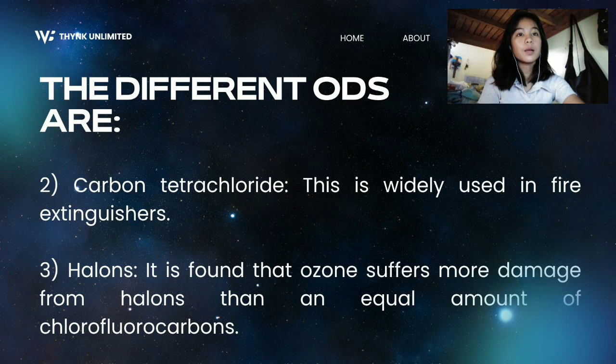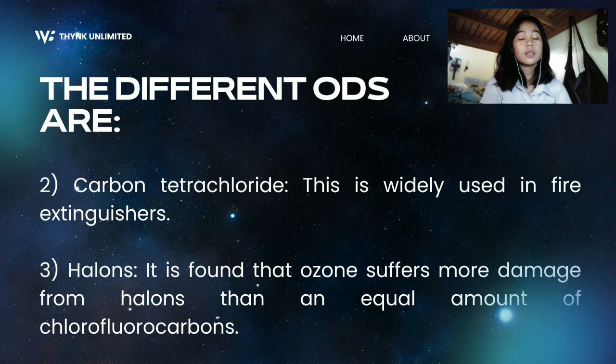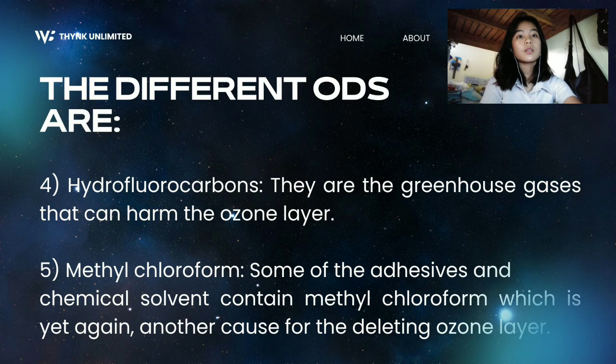Second, we have carbon tetrachloride. This is widely used in fire extinguishers. Third is halogens. It is found that the ozone suffers more damage from halogens than from an equal amount of chlorofluorocarbons. Fourth, hydrofluorocarbons. They are greenhouse gases that can harm the ozone layer. And lastly, methyl chloroform. Some of the adhesives and chemical solvents contain methyl chloroform, which is yet another cause for depleting the ozone layer.